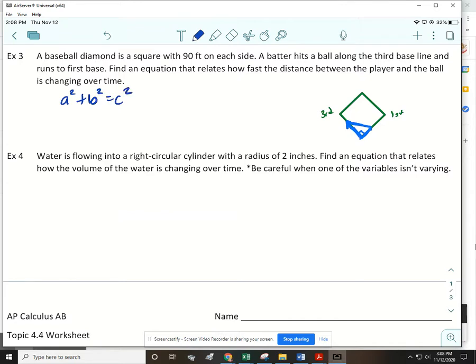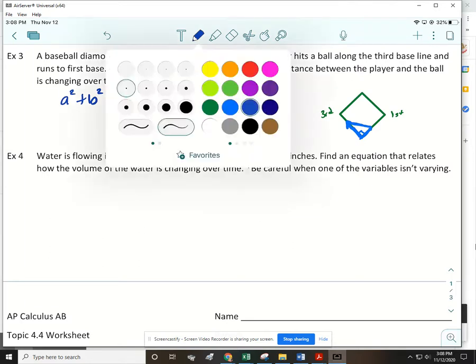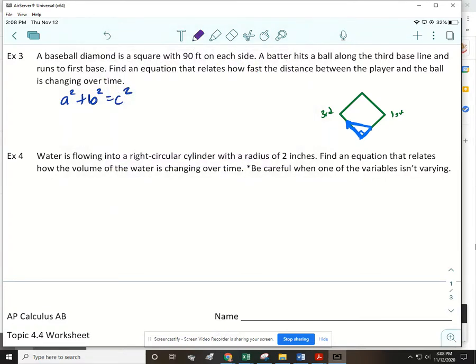Okay, and in this situation, everything is changing. The ball is moving, the player's moving, the distance between them is changing. All right, so what I'm going to do is find the derivative of this equation with respect to time. So we're doing the power rule, and since I'm finding the derivative with respect to time, I do have to multiply by da/dt, right? And same thing on the b, and same thing on the c. So that's my equation that relates how fast the distance between the player and the ball is changing over time.